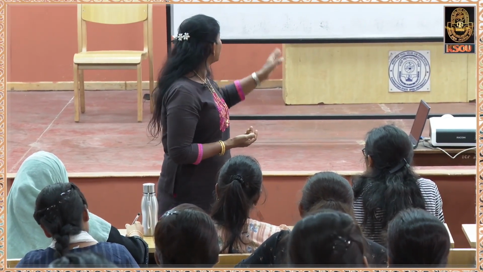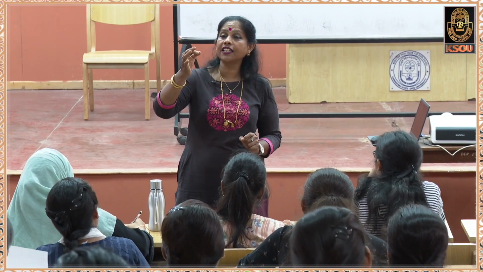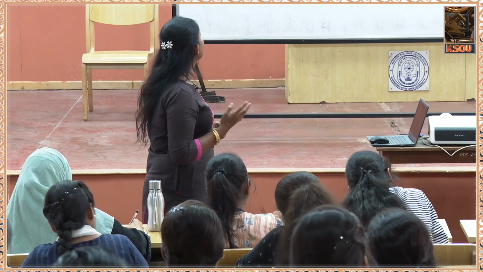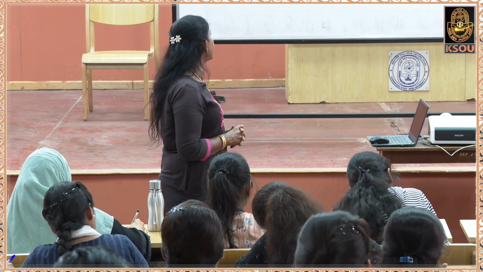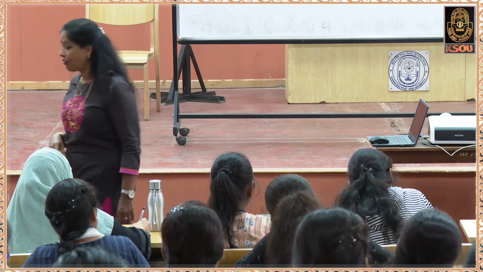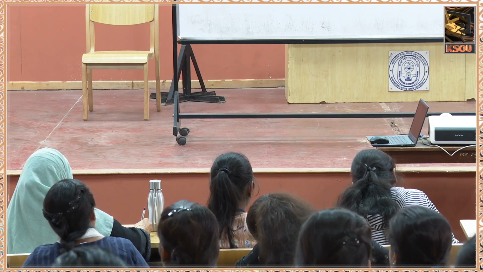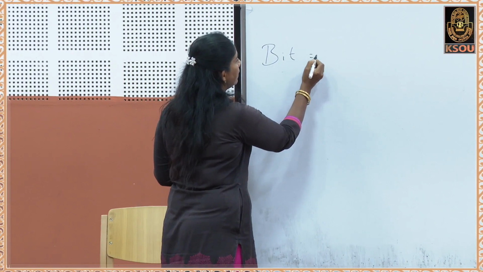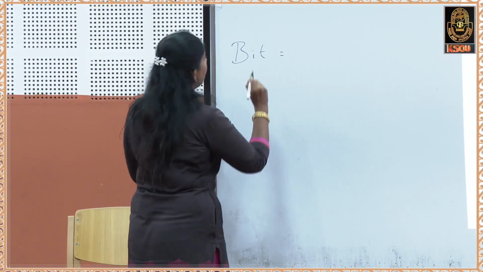So according to this, a bit is either 0 or 1, a binary digit. A byte is a collection of 8 bits. Bit means what? Binary digit. BIT, bit. It is called a binary digit.